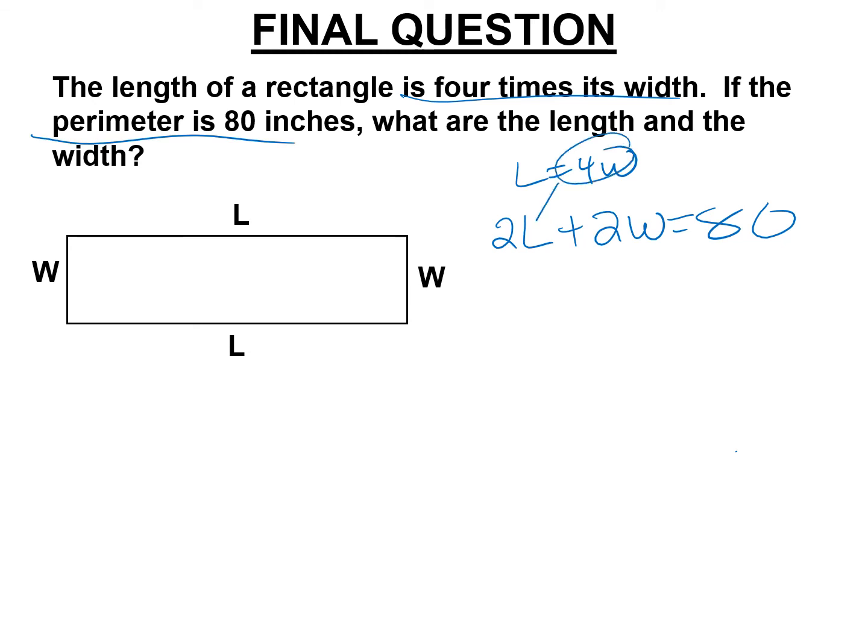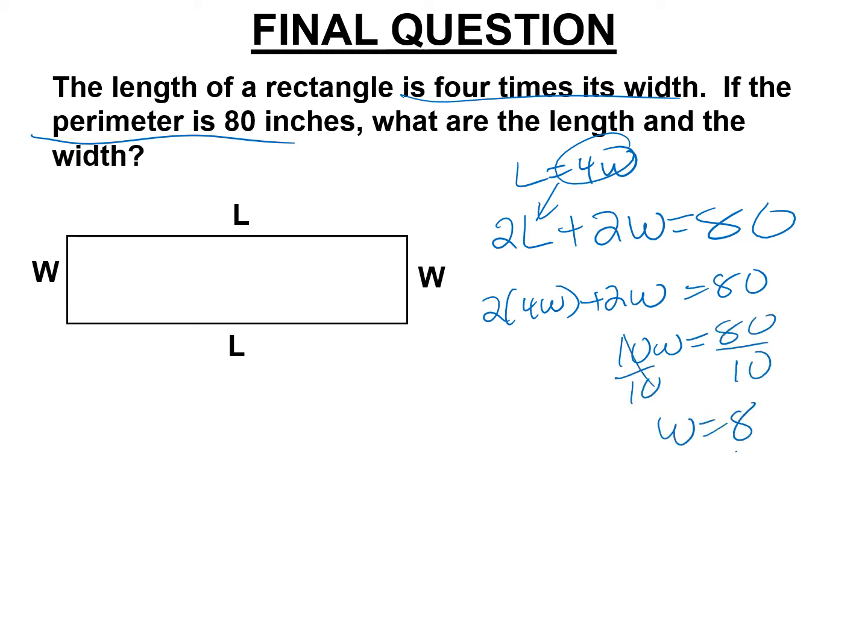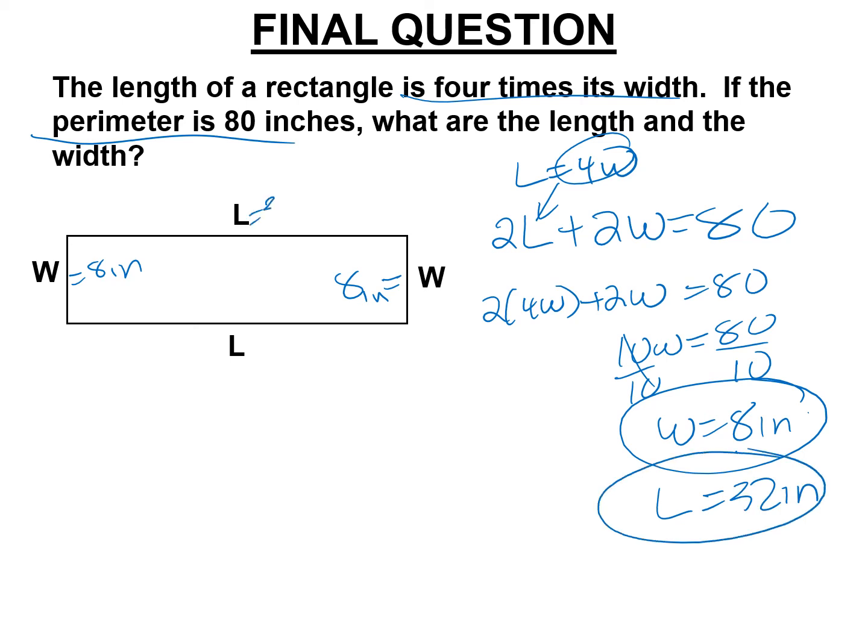We're going to substitute, so we get 2 times 4W plus 2W. Well, that's 8W plus 2W. I think we can all do that in our head. 10W equals 80. Divide by 10. W equals 8. And this is inches? Yes, inches. Okay, so we have 8 inches there. We have 8 inches there. And the length is 4 times that. So that's 4 times 8, 32 inches. And all those numbers better add up to 80.